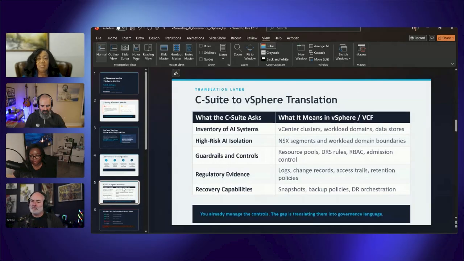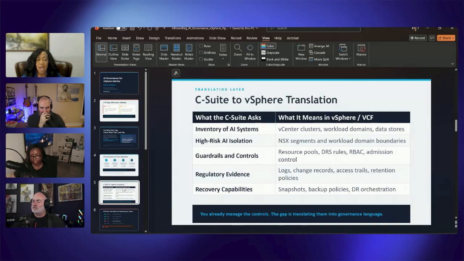So this one is where we look at what the C-suite is going to ask an admin, and how do you translate that to your vSphere? So the C-suite may be asking for an inventory of AI systems. This is actually a requirement in a lot of the state laws and in the EU AI Act. In the EU AI Act, you actually have to rate them for high risk. And how are you actually treating those systems if they go wrong? What is that blast radius for the AI if it fails? And so for an inventory of systems, if we look at the vSphere, we're looking at the vCenter clusters. We're looking at workload domains and data stores.